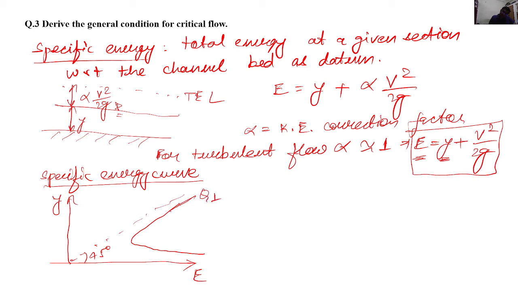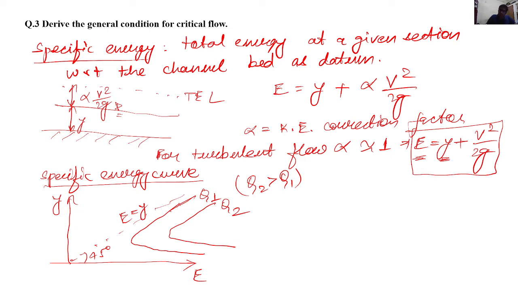This is, let us suppose, for discharge Q1. This is for discharge Q2, and Q2 would be greater than Q1. This is the E equal to Y line, dashed line. So this is how the specific energy curve would usually look like.